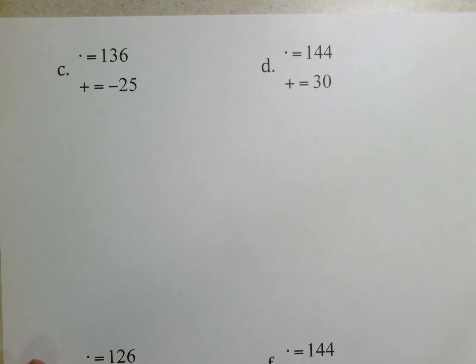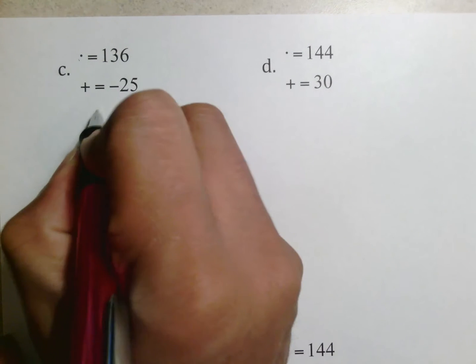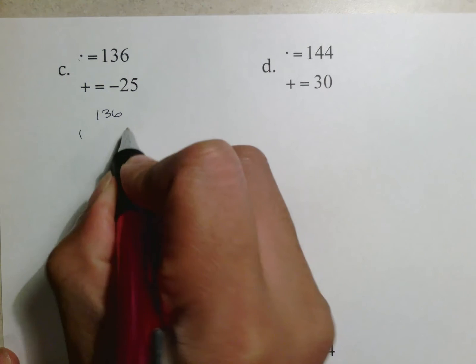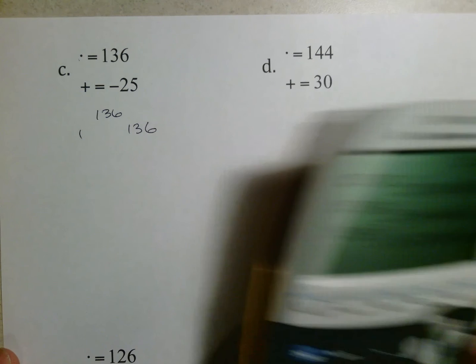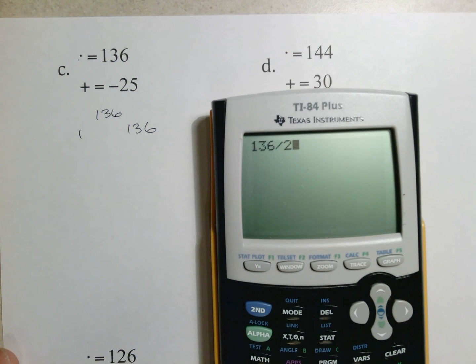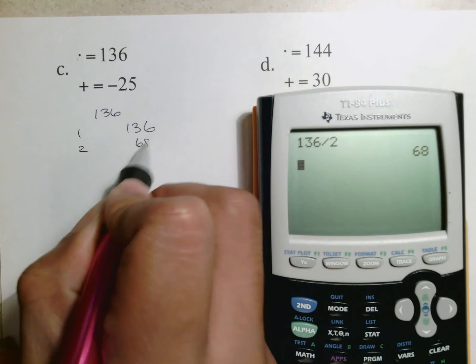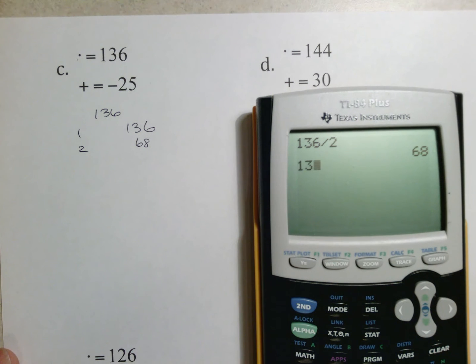So as we continue this, you're going to see those questions over and over. This one multiplies to be 136 and adds to be negative 25. So again, we start with the tree for 136, which we already know is 1 times 136. After that, we simply do 136 divided by 2, which is 2 times 68. 136 divided by 3, which is nothing. 136 divided by 4, which is 34.